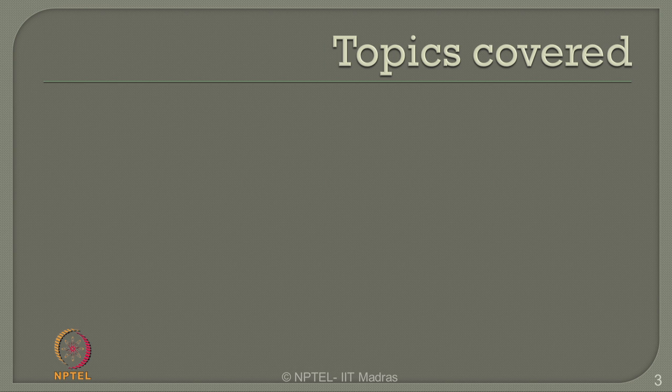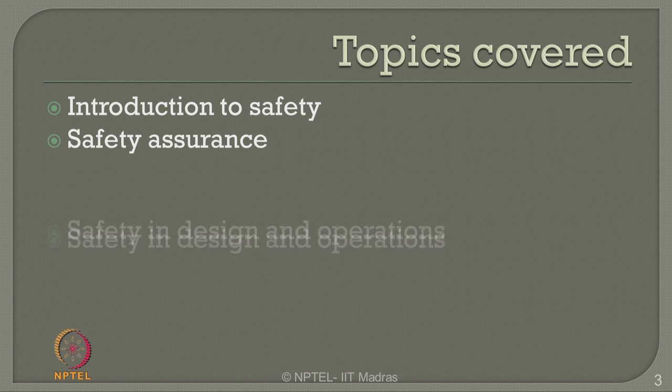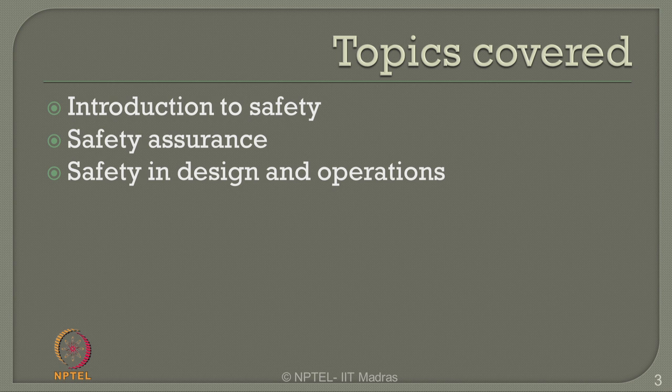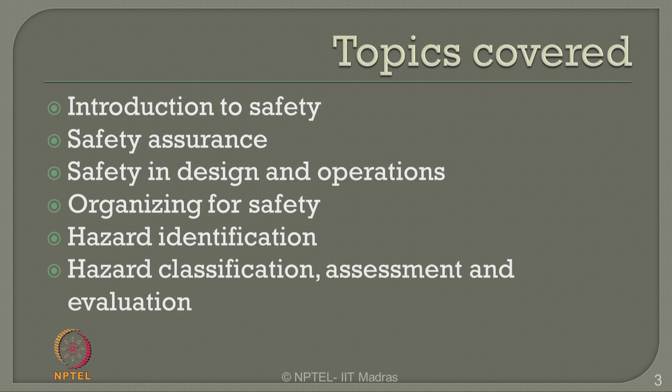Let us quickly see what are the topics we covered in the first module. We spoke about introduction to safety, we discussed safety assurance, safety in design and operations, we focused on organizing for safety, we discussed problems associated with hazard identification, classification, assessment and evaluation. We also discussed a case study on hazard reports. We also understood how to conduct failure mode effect analysis for 2 example problems.